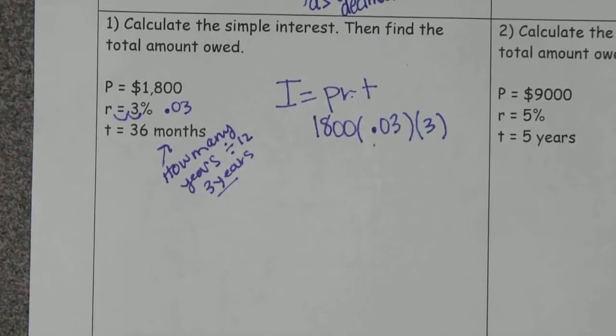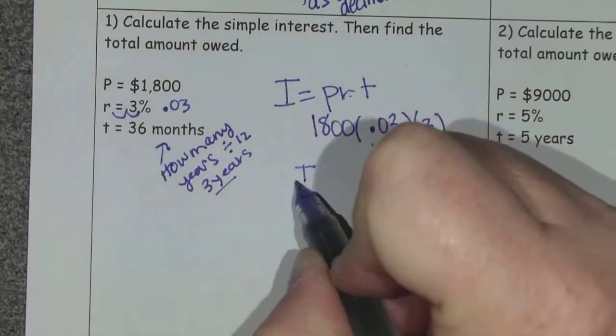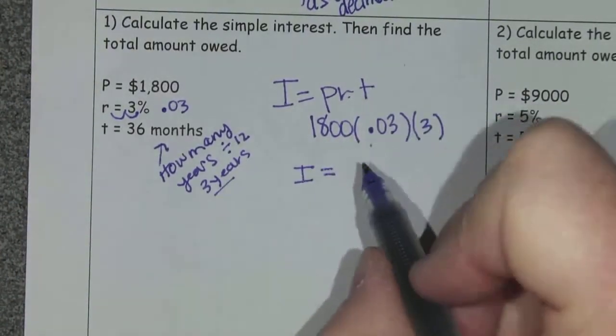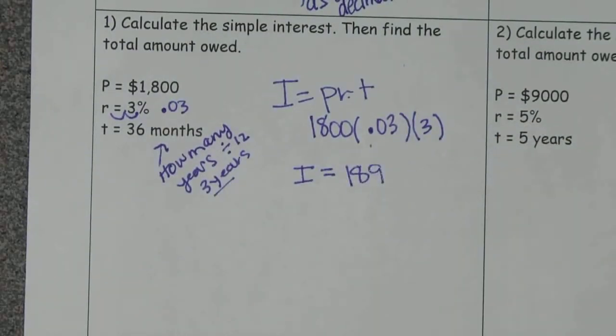Then that's really just a simple plug it in your calculator work. So plug it in the calculator and let's get that answer out. So you have 1,800 times 0.03 times 3. And the amount of interest that you would have paid to you would be $189. Did someone else get that? You got? Oh, yeah, you guys did.